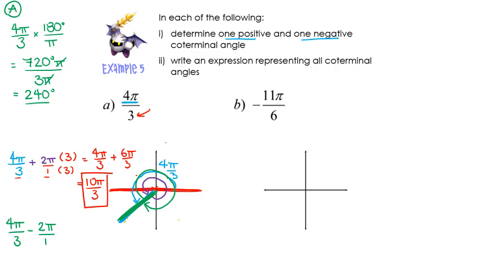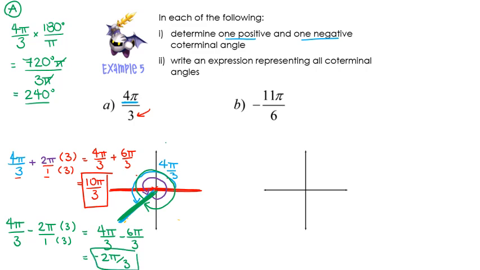So if I want to subtract these fractions, I need a common denominator. Again, it's still going to be 3. So I'll multiply the top and bottom by 3. And I get 4 pi over 3 minus 6 pi over 3, which will give me a negative coterminal angle of negative 2 pi over 3.